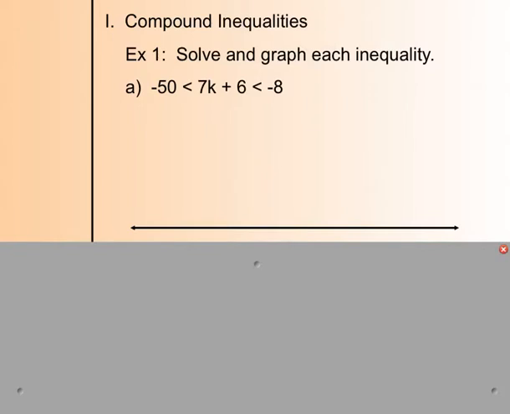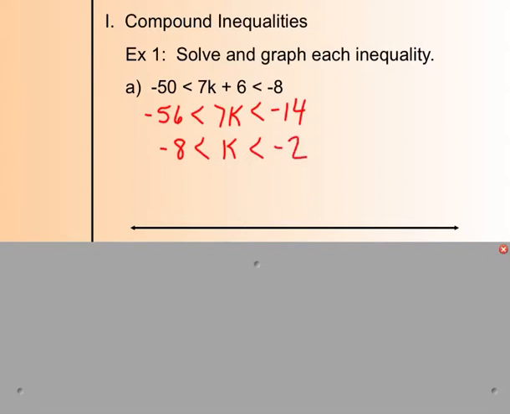So I'm noticing I've got my variable in the middle. I want to isolate it, so I'm going to subtract 6 from all three parts. So negative 50 minus 6 in the center, that 6 cancels, and negative 8 minus 6. And then finally I'm going to divide everything by 7. So dividing through by a positive 7 leaves my inequalities facing the way that they are. I don't have to flip them.